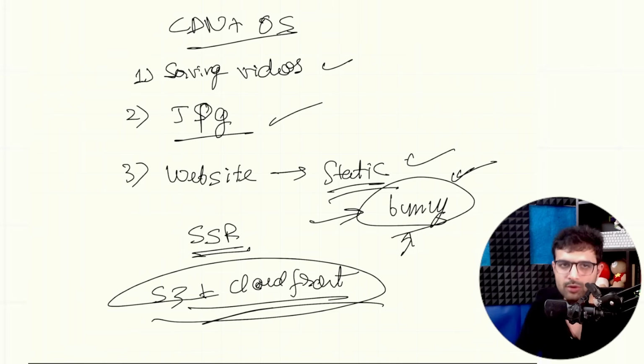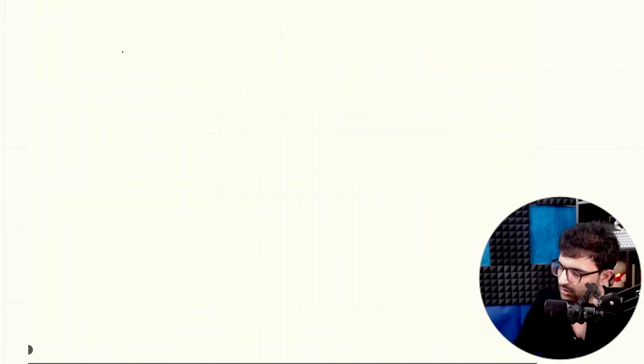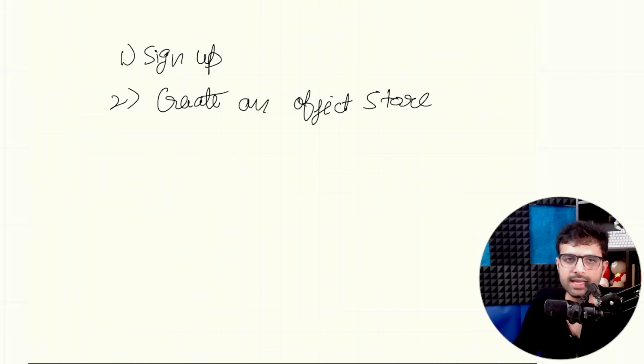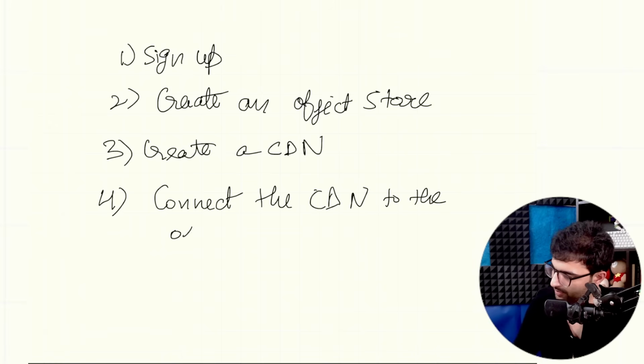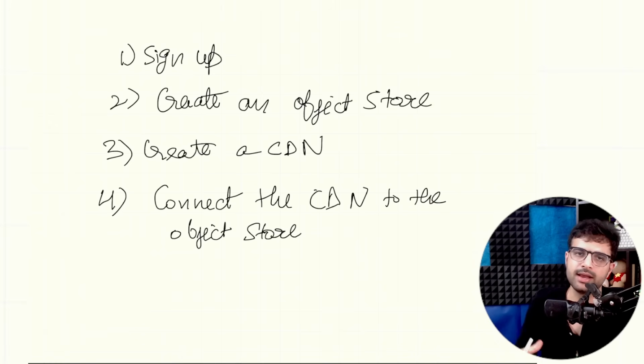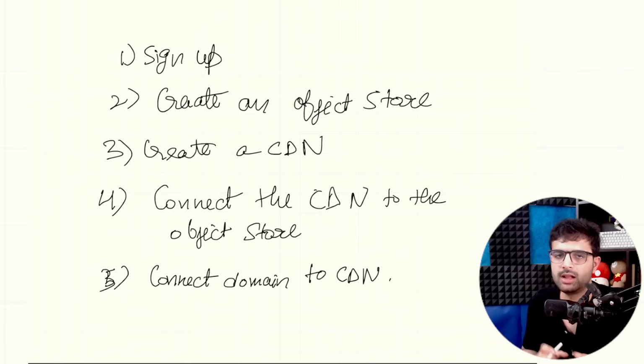It's also just easier to deploy it on Bunny, which is why I'm going to show that in the next section. We're going to, number 1, sign up on Bunny. Number 2, create an object store. Number 3, create a CDN. And number 4, connect the CDN to our object store. Lastly, we'll connect our domain to the CDN. Let's go over all of these 5 steps one by one.